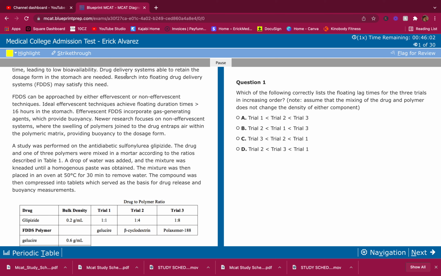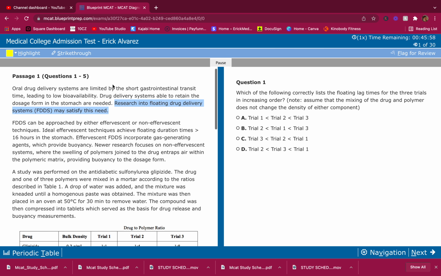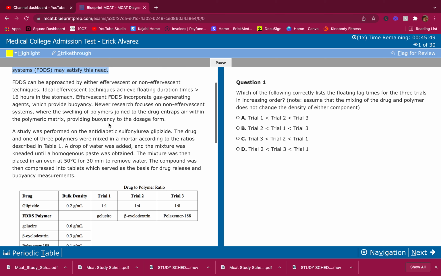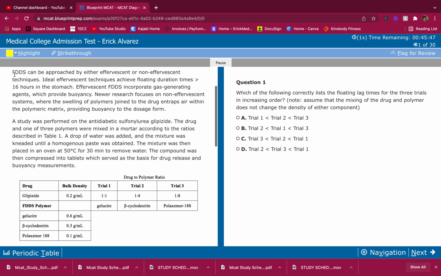And they go, research into floating drug delivery systems may satisfy this need. Makes complete sense. Nothing too crazy here. We're encountering a bunch of research passages. This is just another research passage, another day at the job. This is not hard so far.